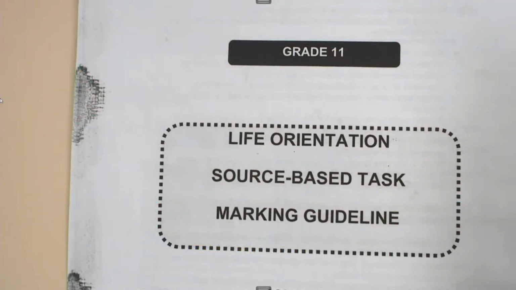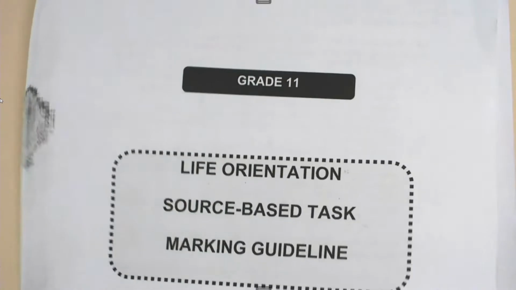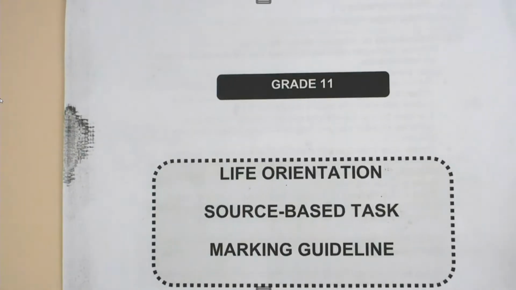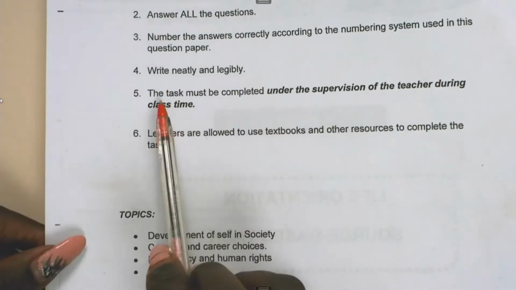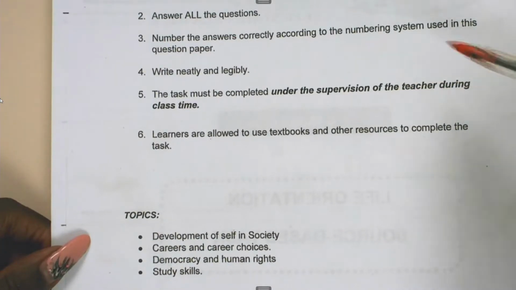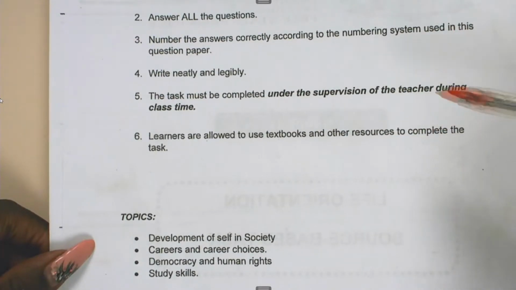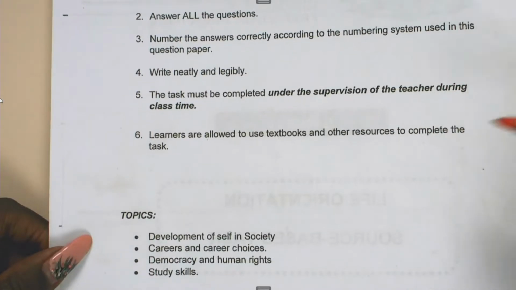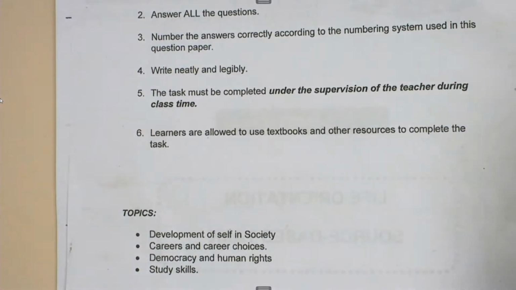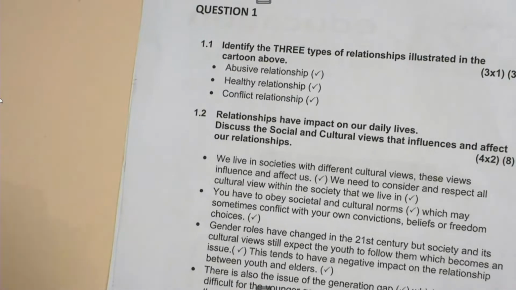This is the source-based task that we're going to look at. Remember, colleagues, that we are supposed to give learners to go home and then research on their task. I hope that instruction was done perfectly. When we look at the question paper, it says the task must be completed under the supervision of the teacher during class time. Learners are allowed to use textbooks and other resources to complete the task. It means each and every learner would have made the research and task the first source, which is question 1.